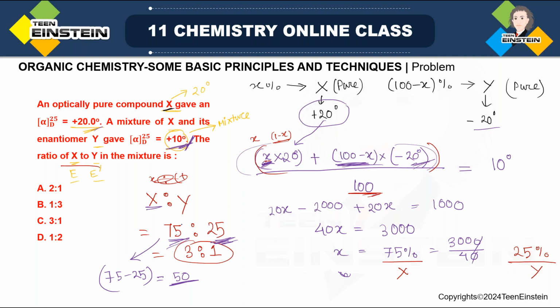So once you know the ratio of x and y, you can also find the value of optical purity, which you can also get by directly putting in the expression of optical purity. So in this way, we can get the correct answer, option C.